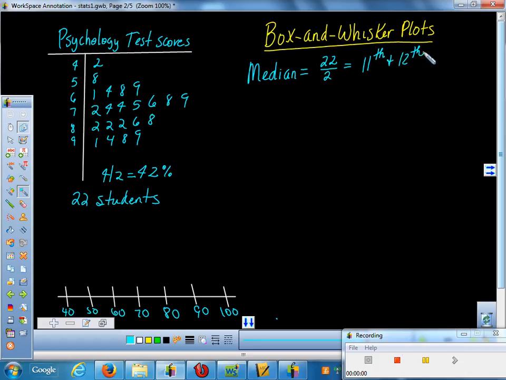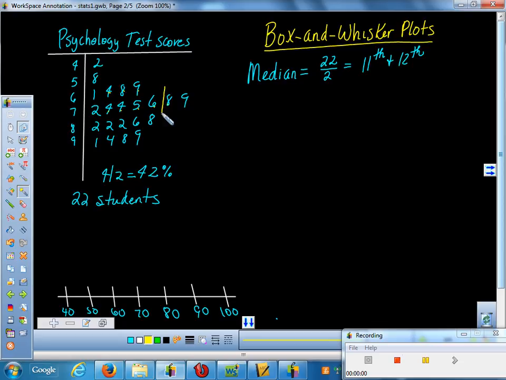You can count from either end, it doesn't matter, to find the median. I'm going to just simply count from the top, 42. So 1, 2, 3, 4, 5, 6, 7, 8, 9, 10, 11, and 12. So the median falls between 76 and 78.